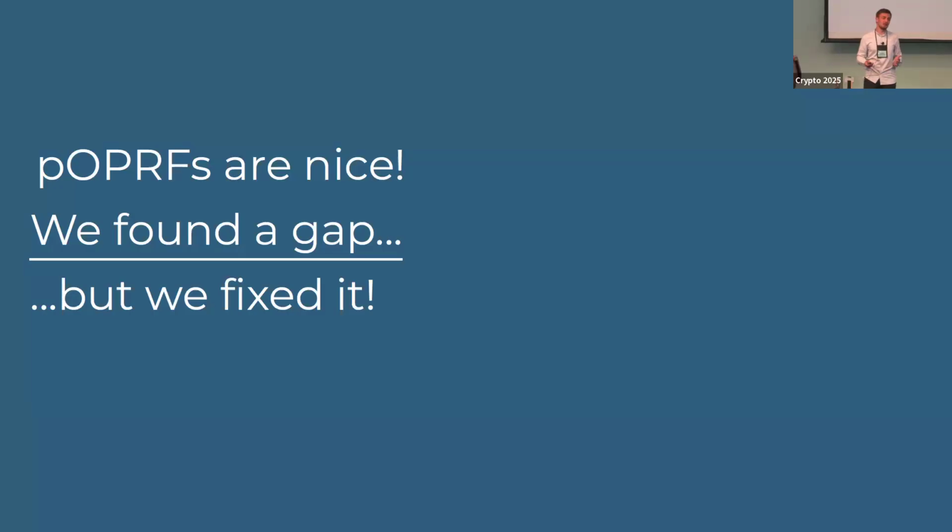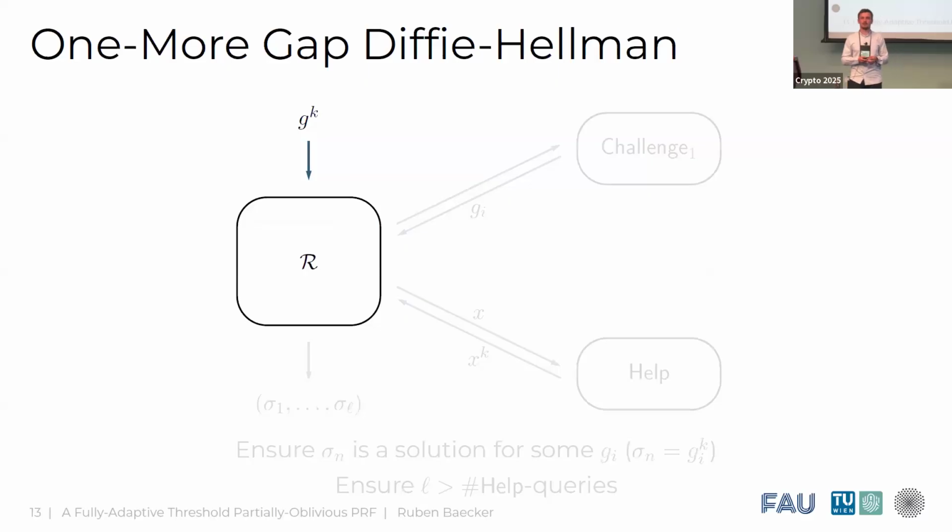Okay, so I hope I convinced you that partially oblivious pseudorandom functions are actually really nice. So now let's talk about the gap. And we're going to do it as before. We're going to do it gradually. So I'm going to talk you through the proof for the oblivious pseudorandom function, and then we will see how to extend that to the partially oblivious pseudorandom function.